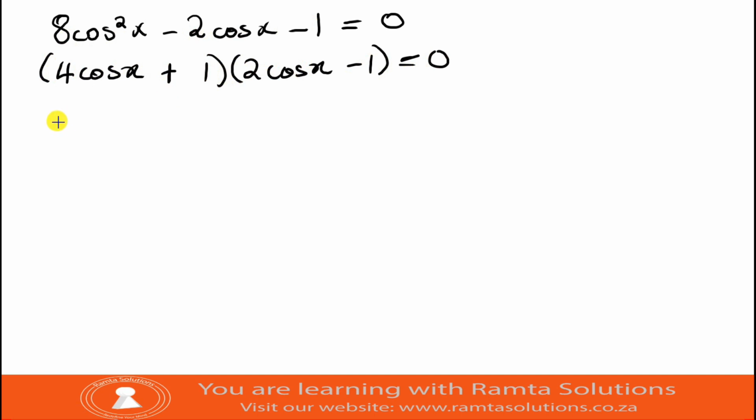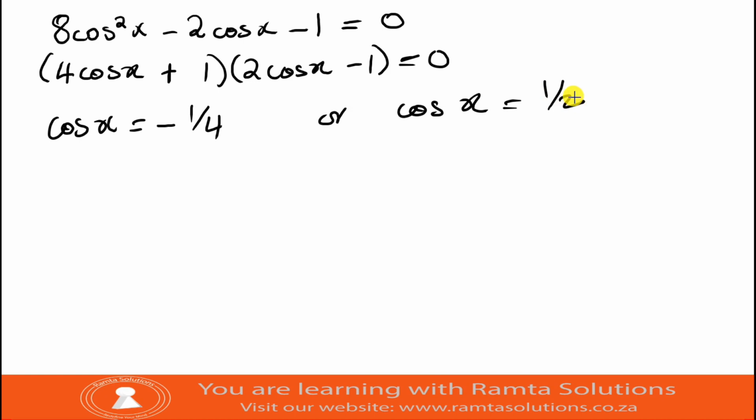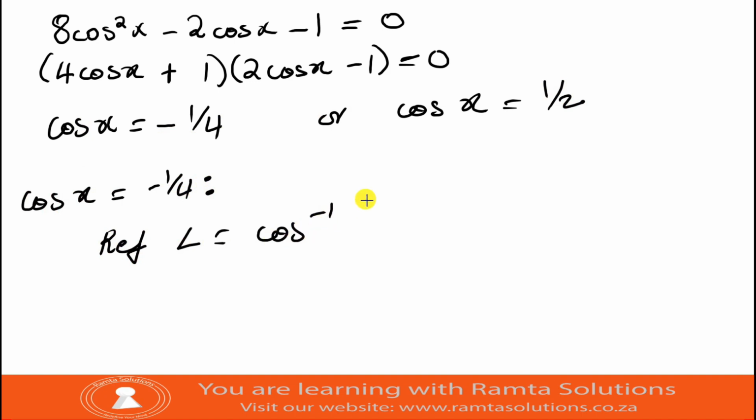So we will have cos x equals -1/4 or cos x equals +0.5. I will begin with cos x equals -1/4. First things first, the reference angle will be cos inverse of +1/4. Remember, always put a positive here. Even though the number could be negative, do not write it as a negative, because you're finding a reference angle, which is in the first quadrant, so it will be some acute angle.